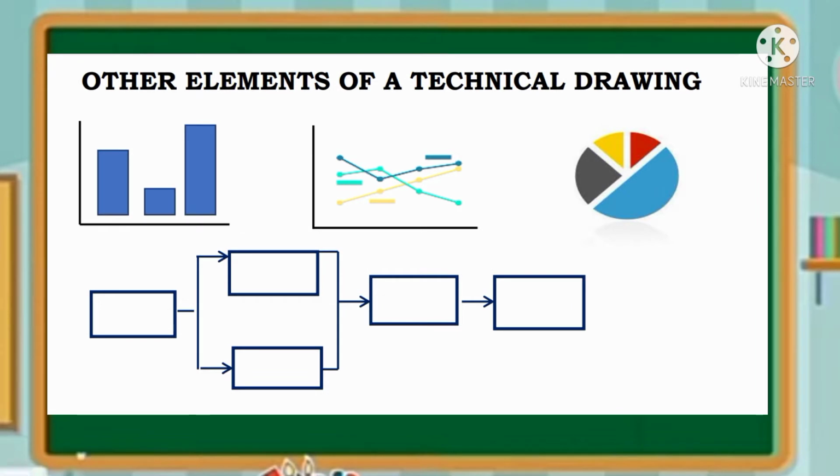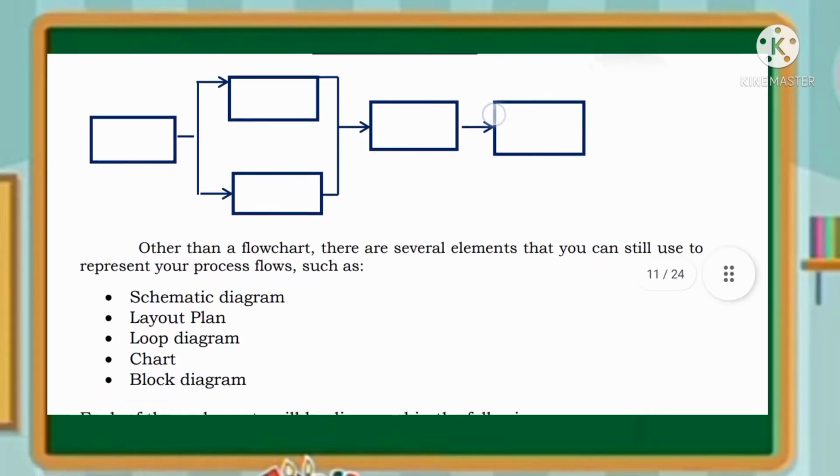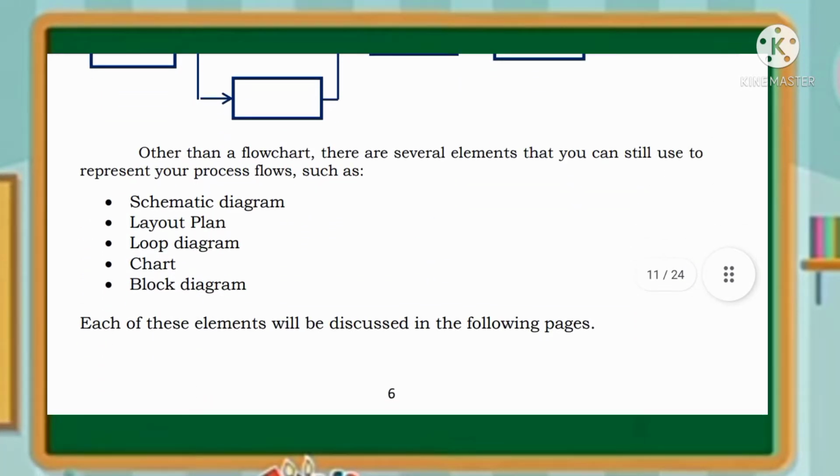Let's move on to other elements of technical drawing. Other than a flowchart, there are several elements that you can still use to represent your process flows, such as schematic diagram, layout plan, loop diagram, chart, block diagram.